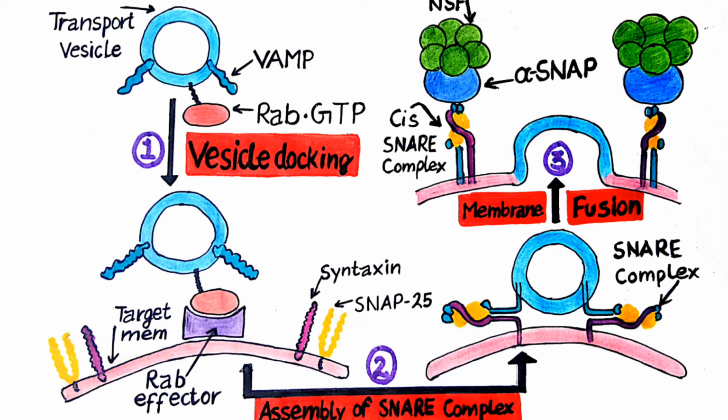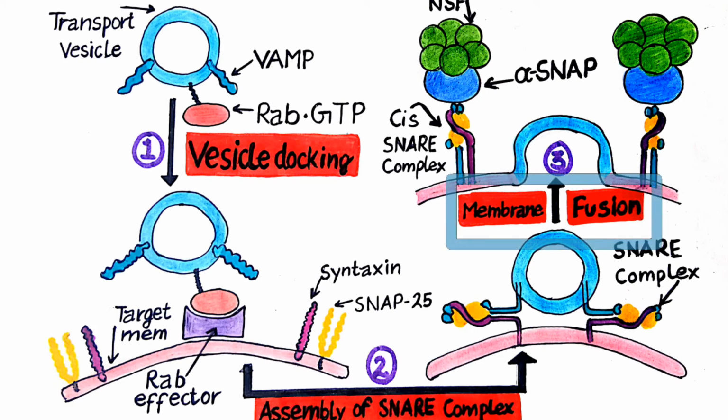The association or the interaction between the different SNARE proteins forms a very stable coiled-coil SNARE complex, which is called trans-SNARE complex. And for proper fusion between the vesicle and the target membrane, the already formed trans-SNARE complex assumes another conformation, and this time it's called cis-SNARE complex.